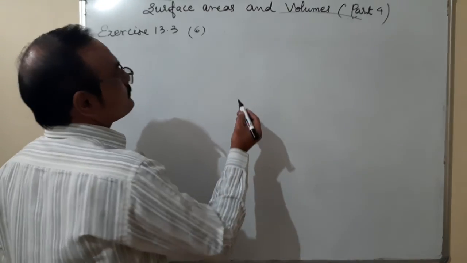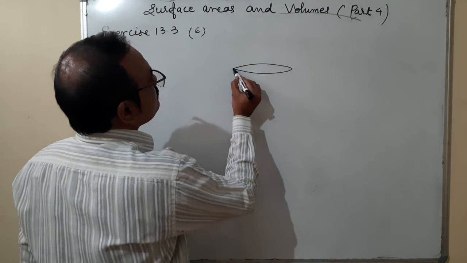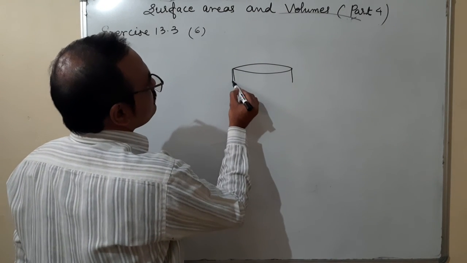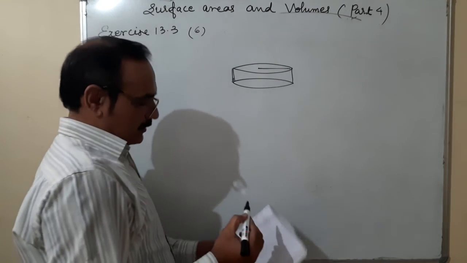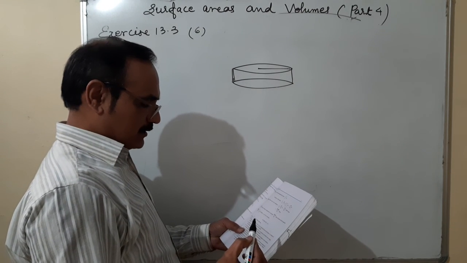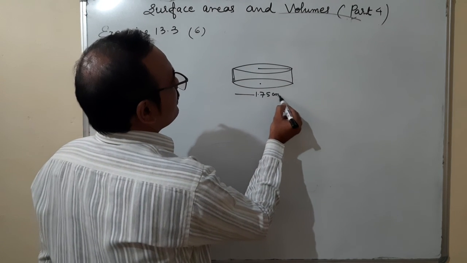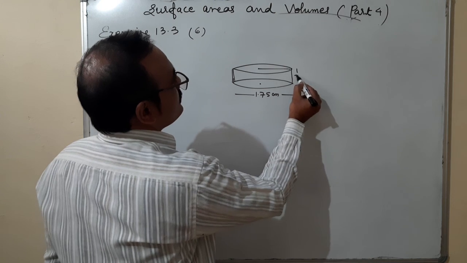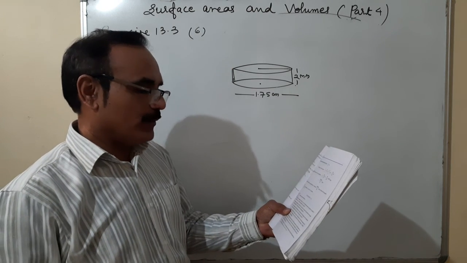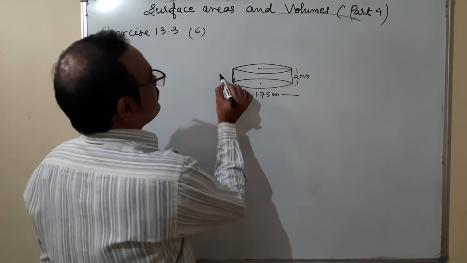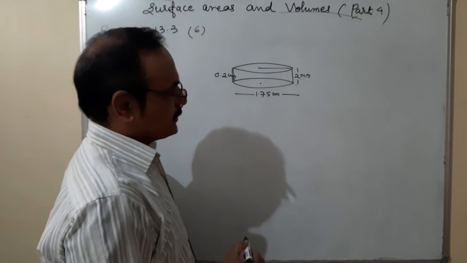Okay. The coin is given with 1.75 centimeter diameter, and thickness 2 millimeter. Units are different, so first we have to convert to the same unit. 2 millimeter means 0.2 centimeter. And 1.75 upon 2 centimeter is the radius.